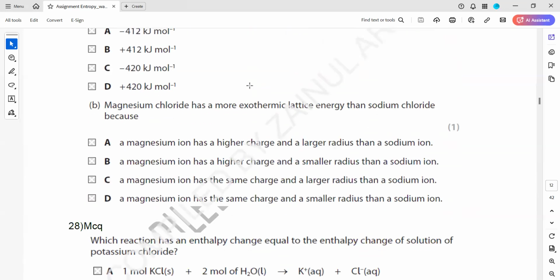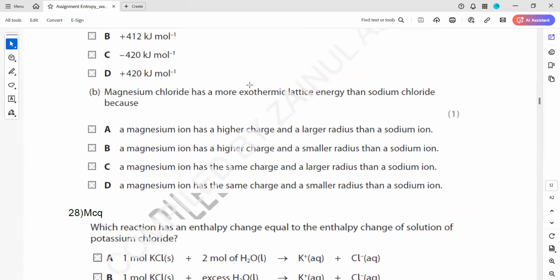Why is magnesium chloride more exothermic, having a higher lattice energy than sodium chloride? Because magnesium ions are smaller and they have a greater charge density. Lattice energy depends on the size of the ion. If the size of the ion is smaller, the lattice energy will be greater. So it has a greater charge and smaller size. That's why it has a greater lattice energy.